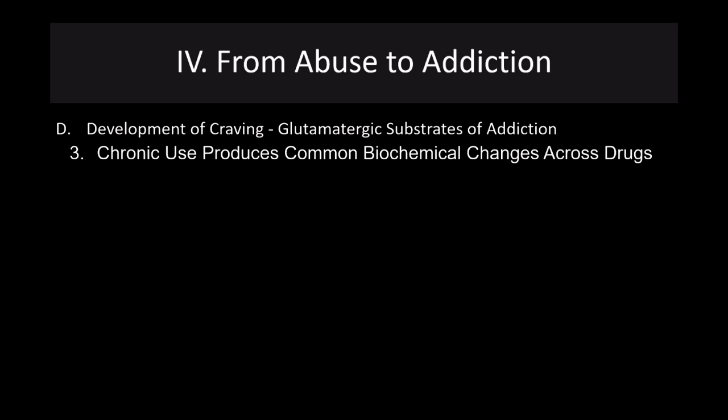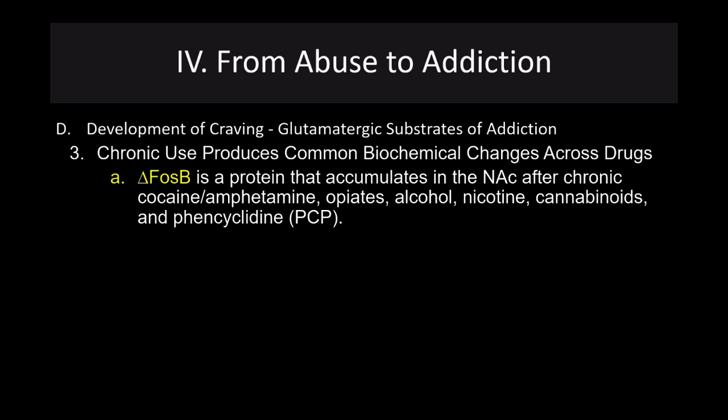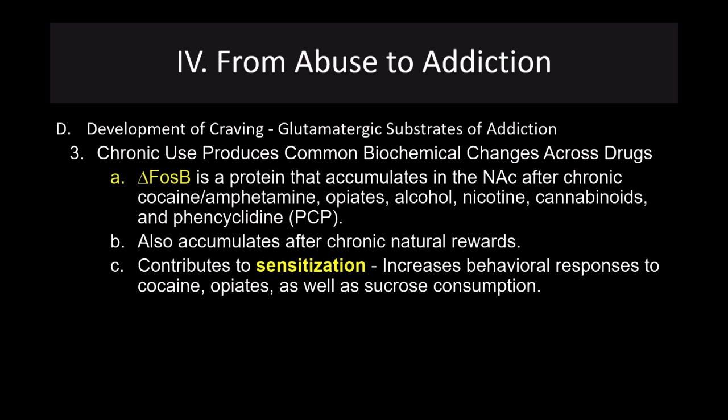So chronic use can produce some common biochemical changes across drugs. Delta FosB is a protein that accumulates in the nucleus accumbens after chronic cocaine, amphetamine, opiates, alcohol, nicotine, cannabinoids, phencyclidine or PCP. This protein accumulates in the nucleus accumbens and causes significant changes. Now, delta FosB also accumulates after chronic natural rewards, but not at the levels that it accumulates after drug use. This contributes to the sensitization to drugs and drug-related cues.